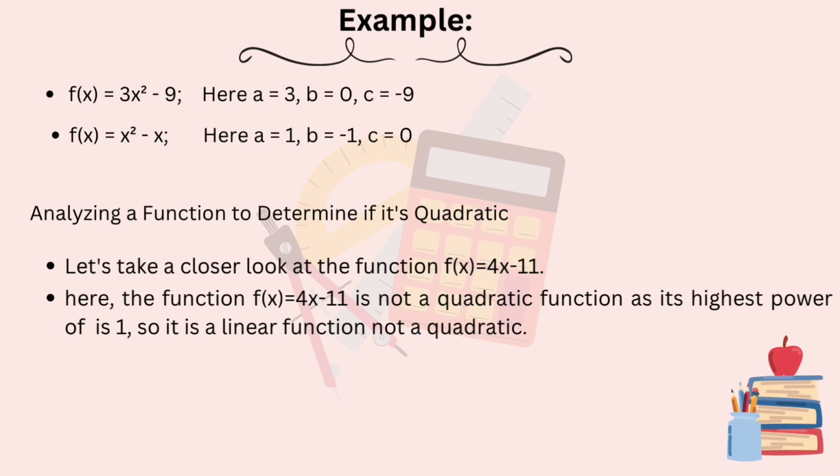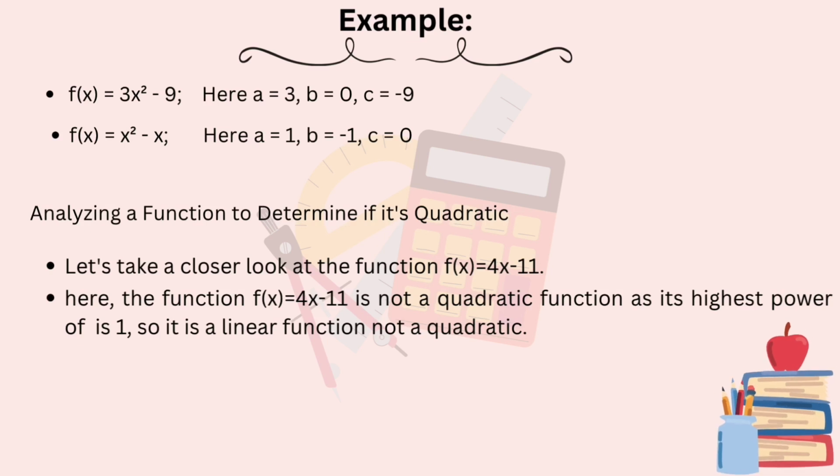Analyzing a function to determine if it's quadratic. Let's take a look at the function f(x) equals 4x minus 11. Here, the function f(x) equals 4x minus 11 is not a quadratic function as its highest power of x is 1. So it is a linear function, not a quadratic.